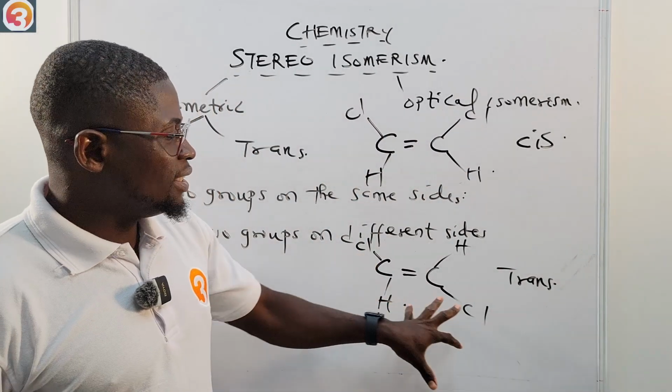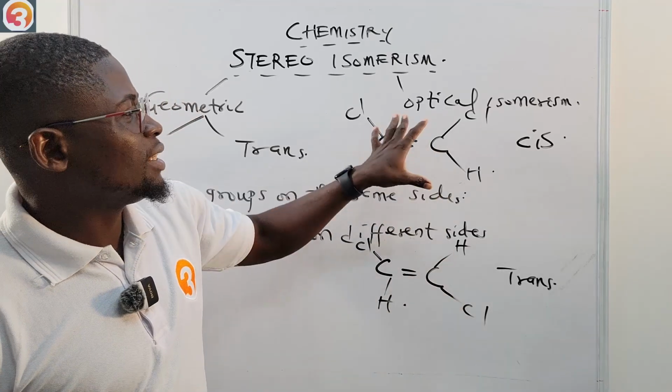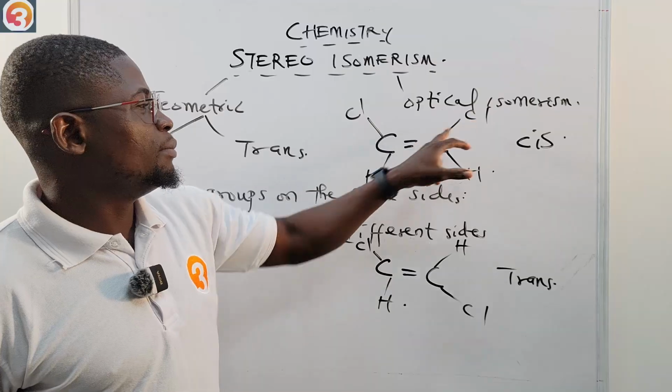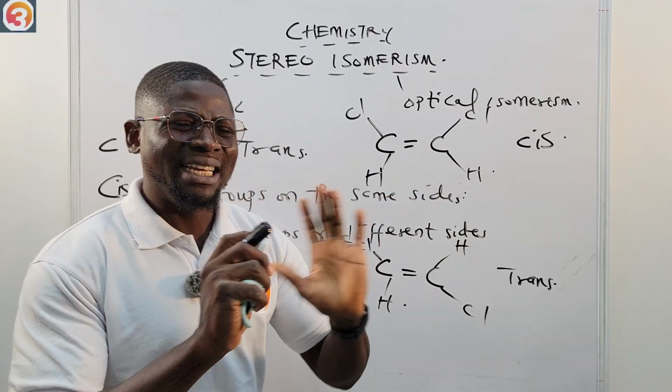Two groups on different sides of the carbon to carbon double bond. This one has two groups on the same side of the carbon to carbon double bond. Please take note of that. It's very, very easy.